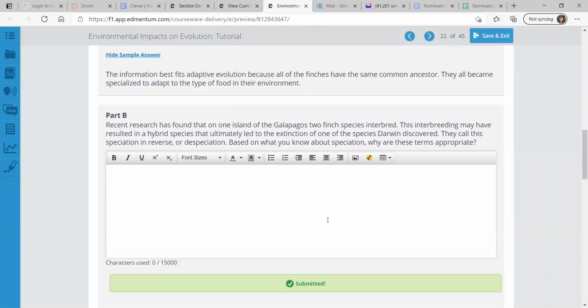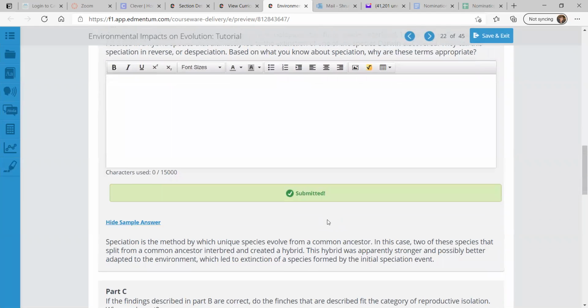Based on what you know about speciation, why are these terms appropriate? Well, speciation is the method by which unique species evolve from a common ancestor. In this case, two of these species that split from a common ancestor interbred and created a hybrid. This hybrid was apparently stronger and possibly better adapted to the environment, which led to extinction of a species formed by the initial speciation event.